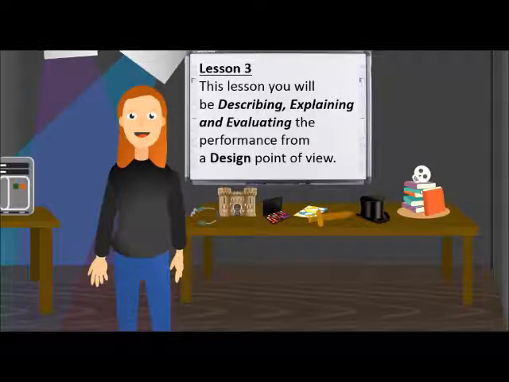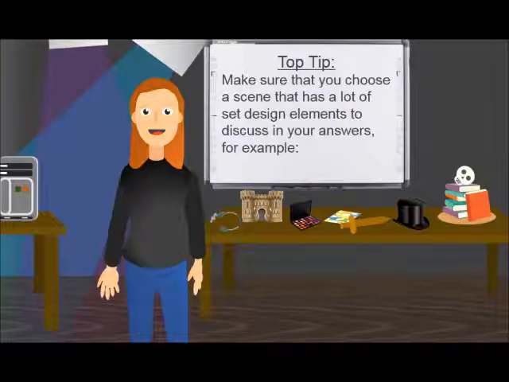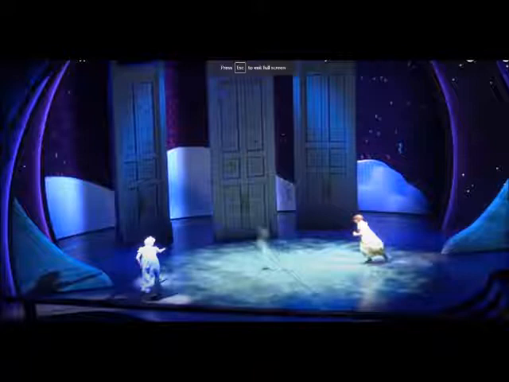In this lesson, you will be describing, explaining, and evaluating the performance from a design point of view. Your first task is to select a scene from the production. This must be different from the scene chosen for question 1 when you looked at performance from an acting point of view. Top tip: make sure that you choose a scene that has a lot of set design elements to discuss in your answer. For example, you could choose the opening scene.